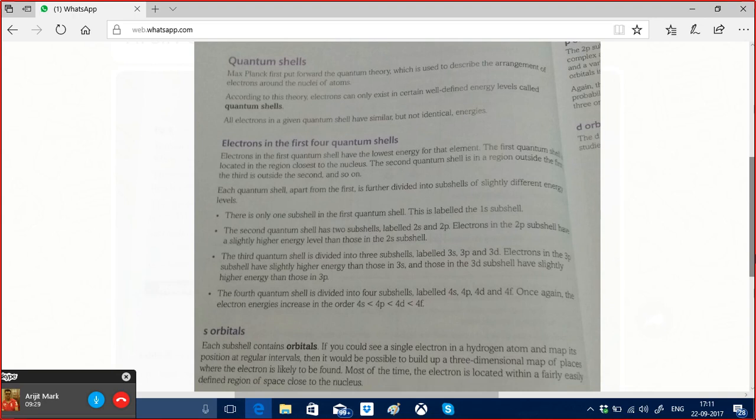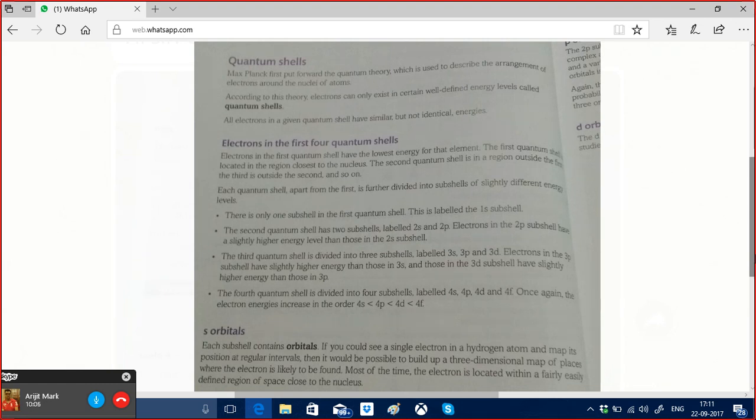Max Planck was the first scientist who explained quantum theory, which is generally used to describe the distribution of energy in different shells with respect to the nucleus. You can also understand this as the distribution of electrons, because electrons are energy carriers. So don't be confused about that.